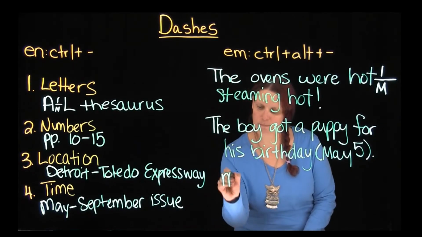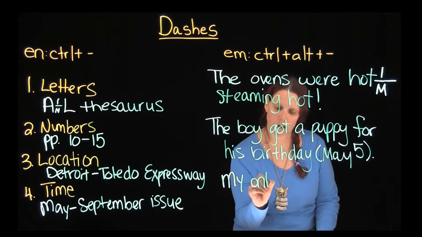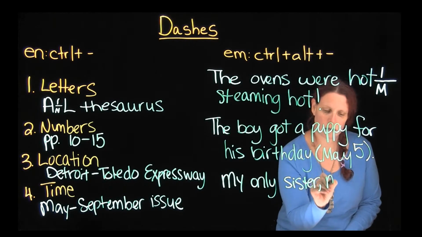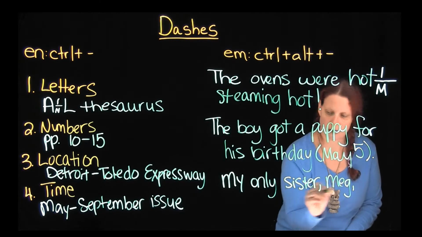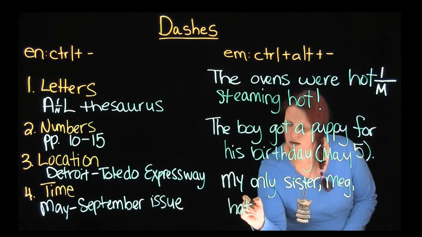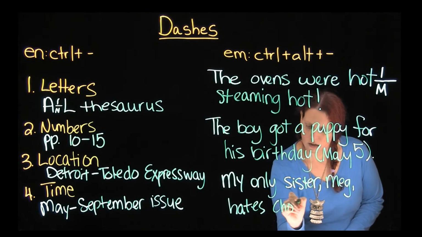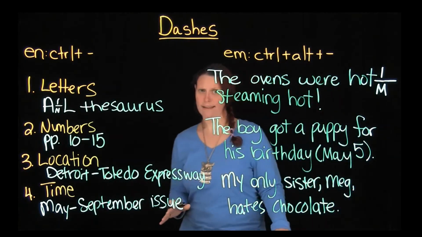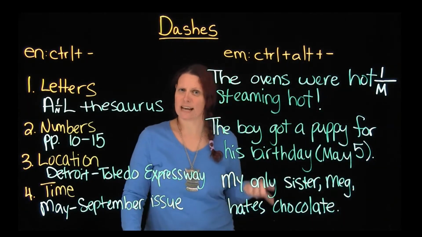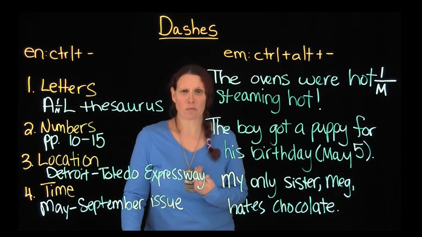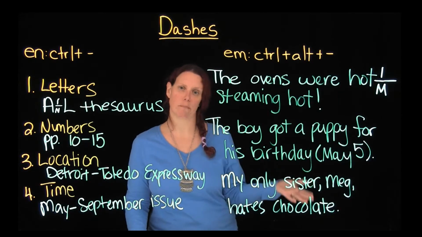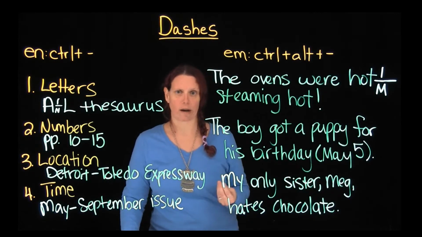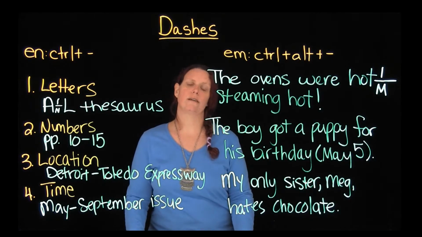So if I said, my only sister, Meg, hates chocolate. I actually don't have to tell you that her name is Meg. I have only one sister, so that's just extra information. But I chose to provide it in this sentence. I don't need to shout her name or whisper it. So in that case, I used commas.